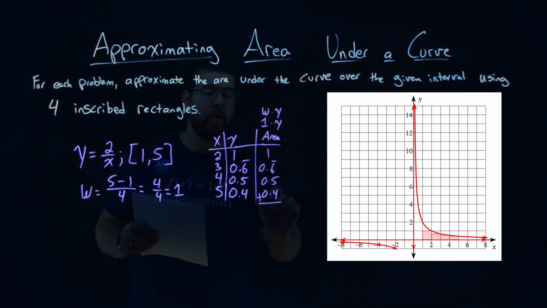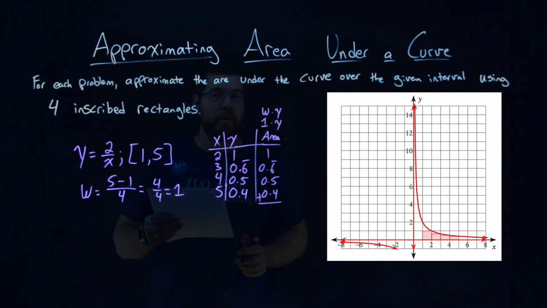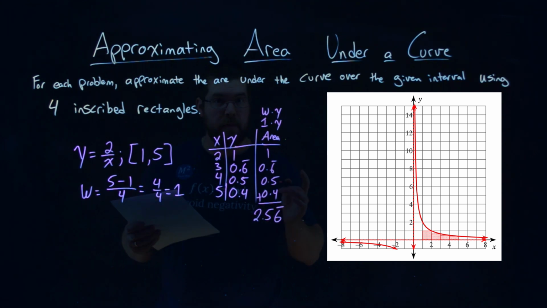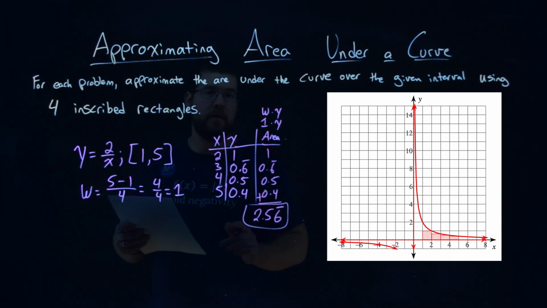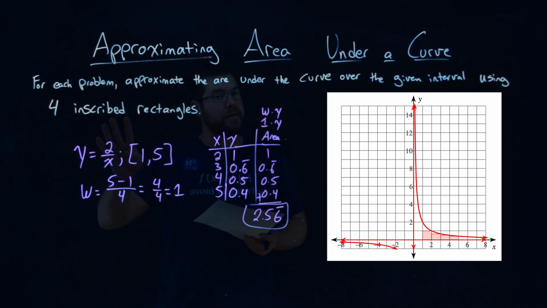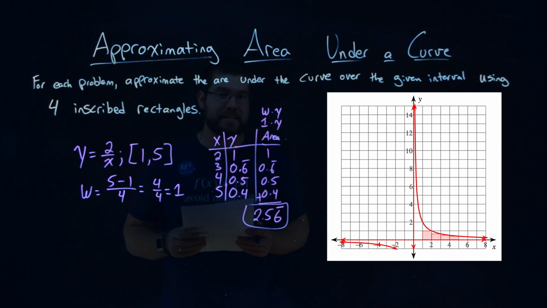We add them all together, and what do we get? We get 2.56 repeating. And there it is. The sum of all the areas there, the total approximate area under the curve given 4 inscribed rectangles, is 2.56 repeating.